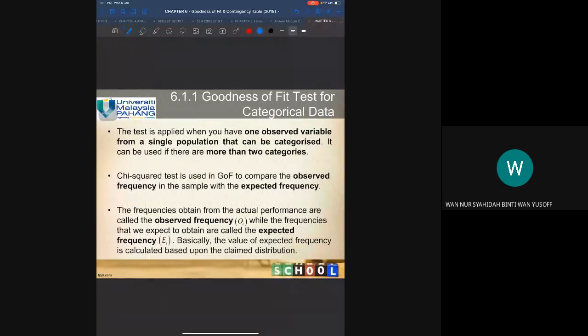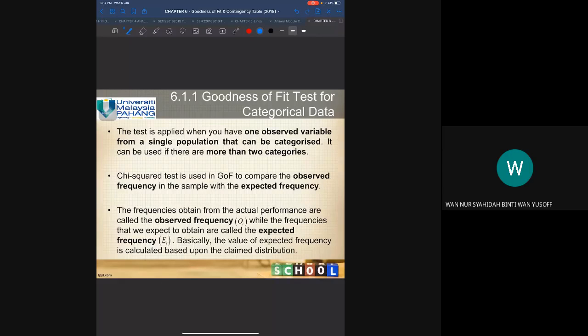For the goodness of fit, we will use the chi-square test. Similarly, when we go to the contingency table, the whole of chapter 6 is about the chi-square test. The chi-square test is used in GOF to compare the observed frequency in the sample with the expected frequency. The frequency obtained from the actual performance is called the observed frequency, while the frequency that we expect to obtain is called the expected frequency.